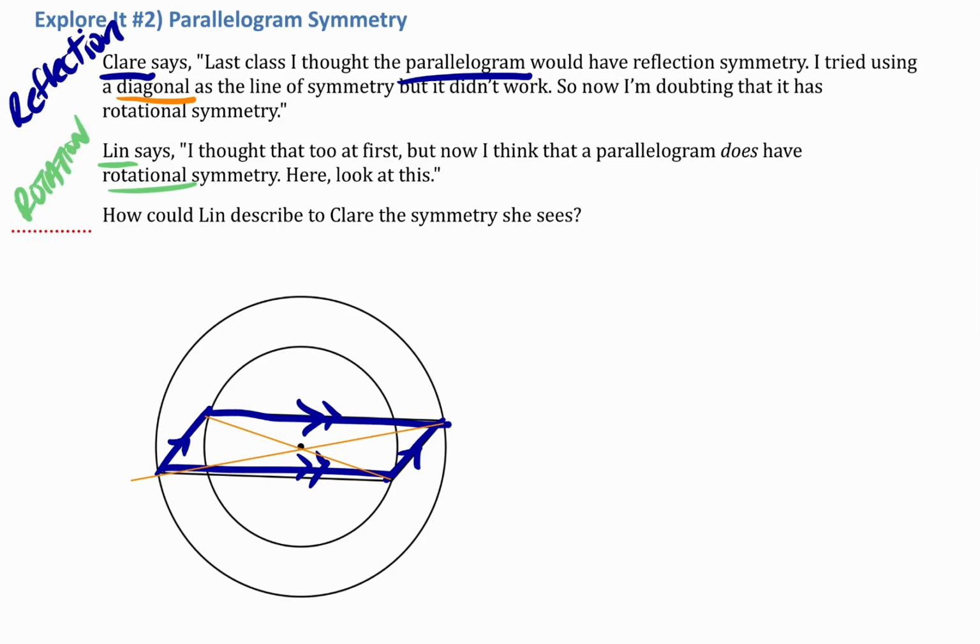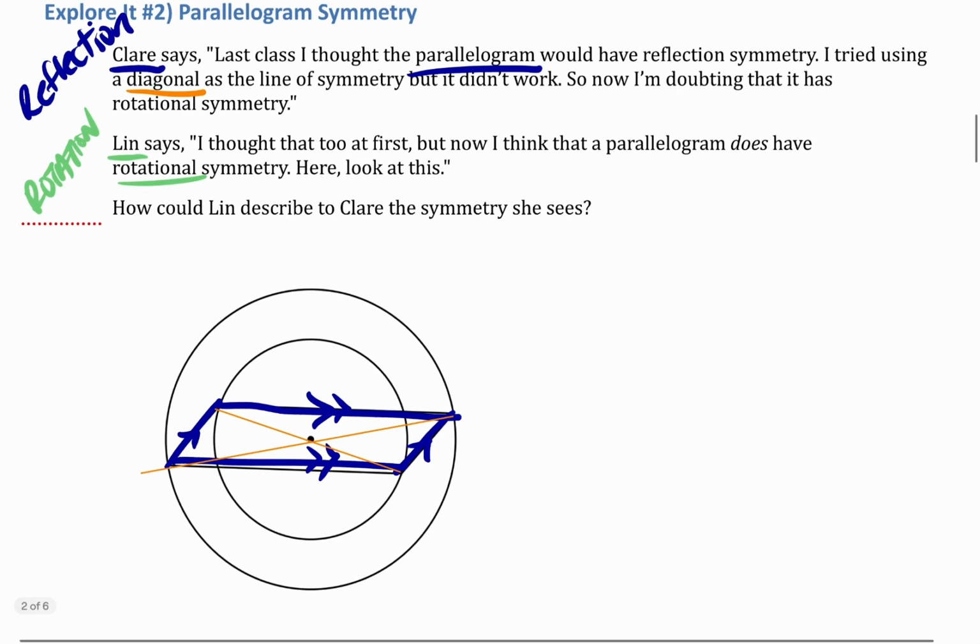I thought that too at first, but now I think that a parallelogram does have rotational symmetry. Here, look at this. How could Lynn describe to Claire the symmetry she sees? So there's two types of symmetry. When you fold it, reflection, and when you spin it, rotation. So if you spun it and it maps exactly like the original image, how could Lynn describe it to Claire? Jot something down.